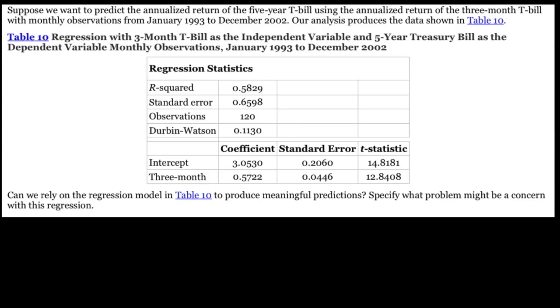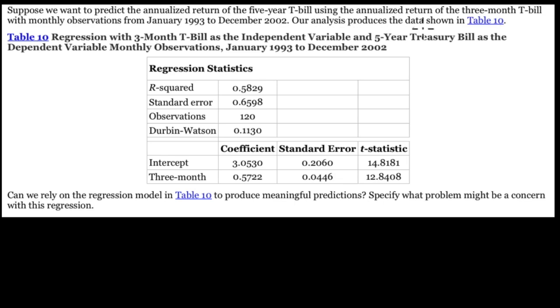All right, question 19. Suppose we want to predict the annualized return of the 5-year T-bill using the annualized return of the 3-month T-bill with monthly observations from January 93 to December 2000. So it looks like we have 2 time series here. We have a time series of the monthly returns of the 5-year T-bill, and the monthly returns of the 3-month T-bill, and we want to predict the 5-year based on the 3-month.